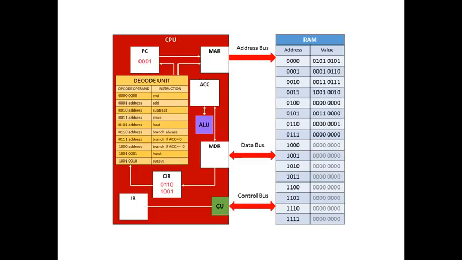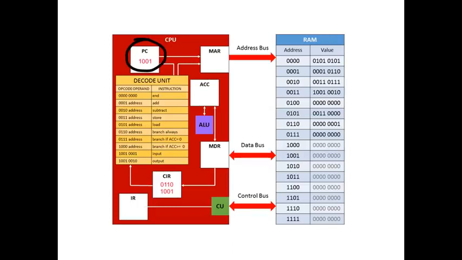So let's consider this particular example. Here in the current instruction register, we have the value 0110. So that opcode means branch always. So we have to change what's in the program counter to be what's in the operand, in this case 1001. So you see in this example the program counter is not incremented, but it's had its value changed to what was in the operand.